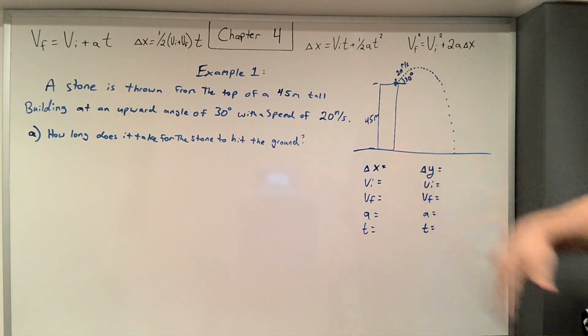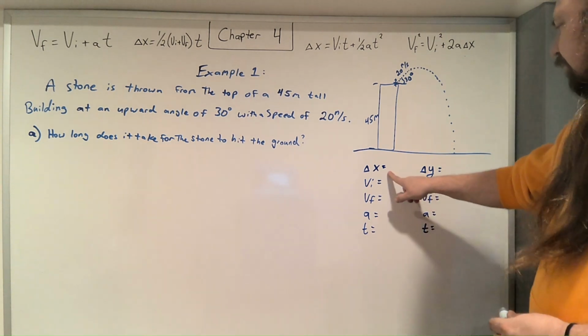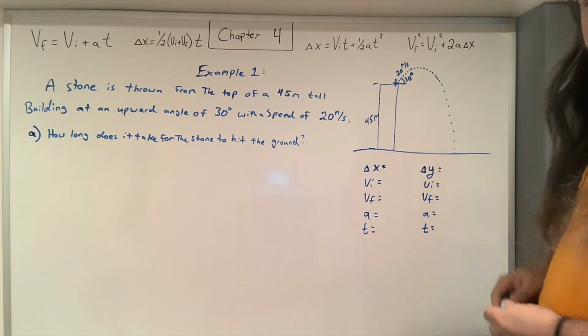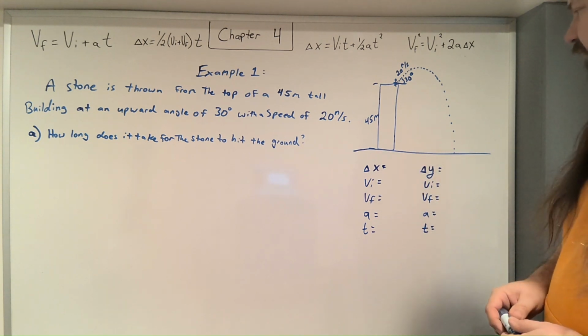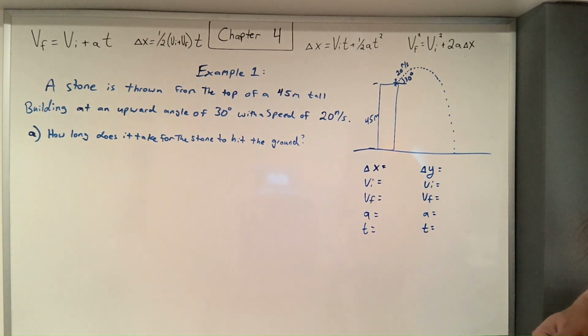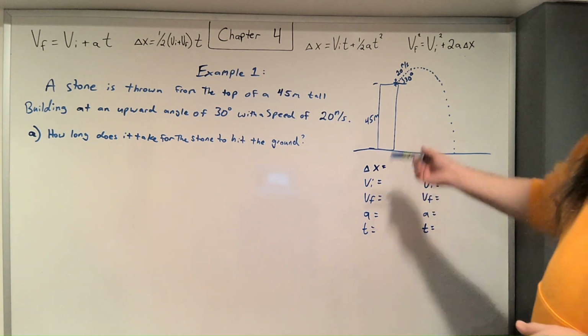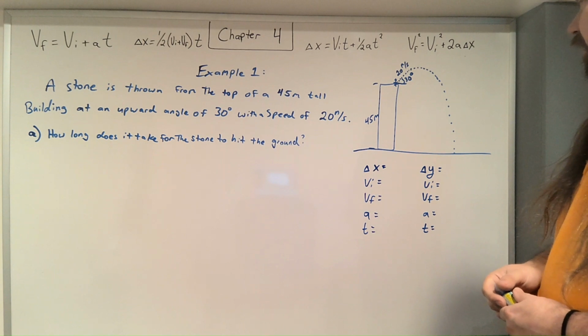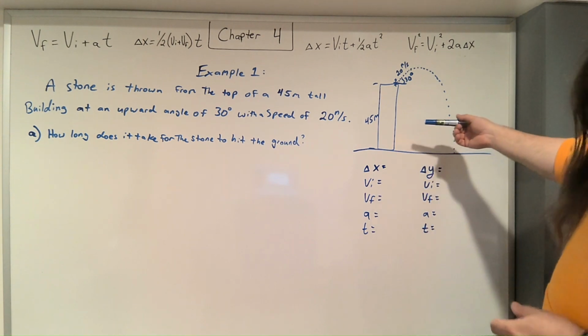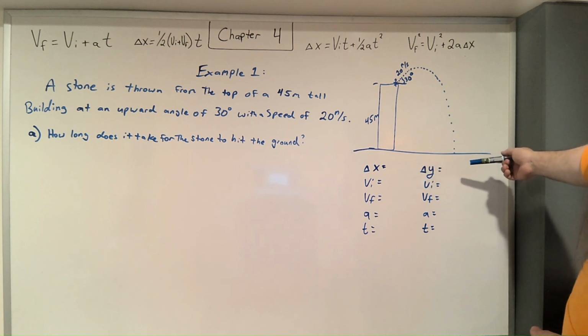Okay, so given everything that's in the problem, I'm going to look for maybe a delta x. That's this distance here, right? It would be the distance, something along the x-axis. Not really given that. I don't know. It doesn't say anything except for the building is 45 meters tall. So the 45 meters tall would be the what? It would be the change in y, right?